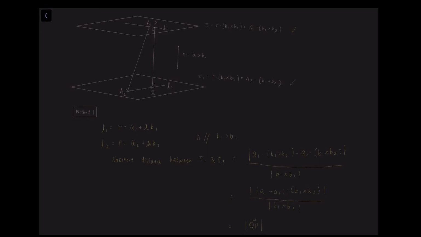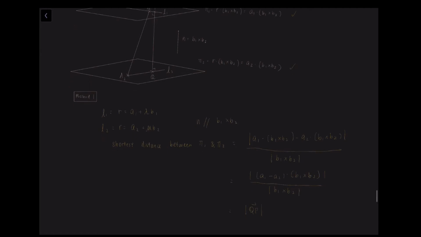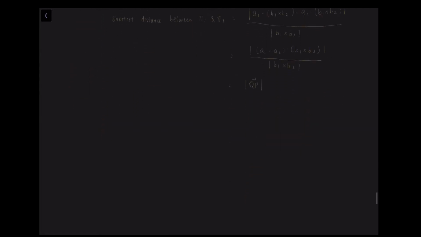And you can see that the normals are similar and you can factorize them out. So it can thus be deduced that the shortest distance between the two skew lines L1 and L2 is given by (A1 minus A2) dot (B1 cross B2) over the modulus of B1 cross B2. This distance is represented by the modulus of QP in the diagram above.